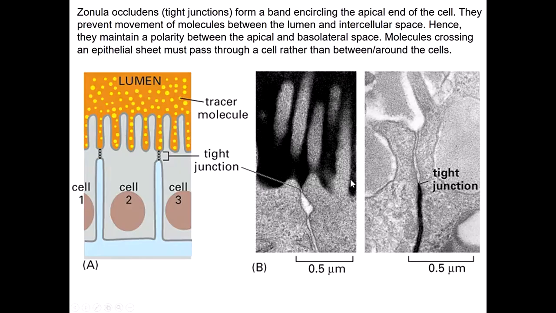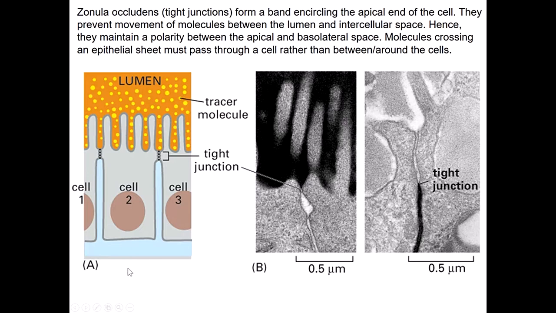So zonula occludens, also called tight junctions, occur here right at the apical surface between adjacent cells. You can see in this particular case an electron-dense dye has been added to the surface here, the yellow dots, and it can't get between the cells because the zonula occludens prevent any further progression of material between the cells. You can do it from the opposite end, from the basal cytoplasm, and you can see it stopped at the tight junctions here. So basically what that means is because these tight junctions prevent material from passing between the cells, everything has to pass through the cell if it wants to get from one side to the other.